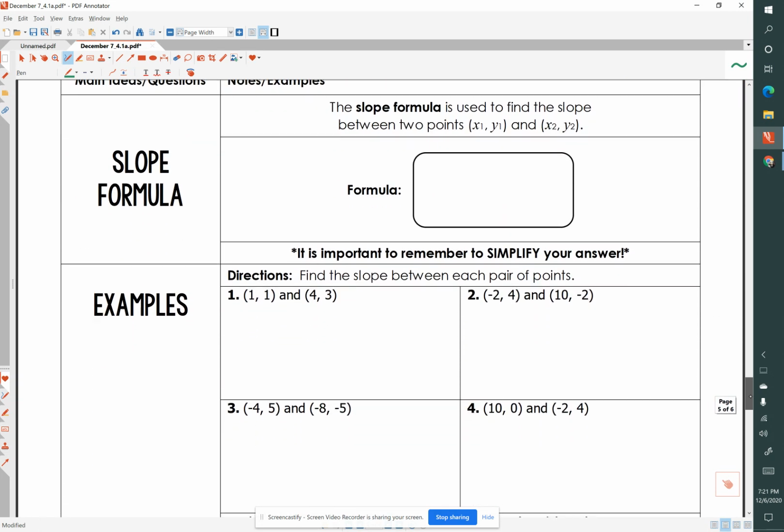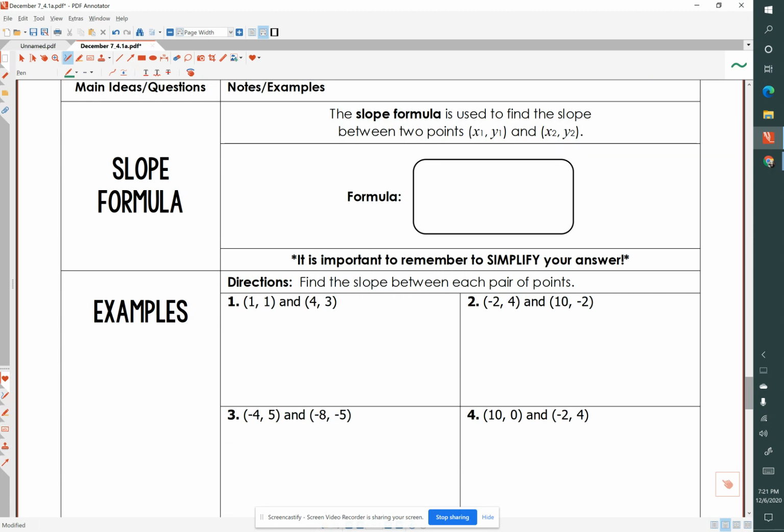So now let's move on to the slope formula. Now you know that all of these points can be labeled with ordered pairs. We use the slope formula to find the slope between 2 points. And we call the 2 points x1, y1 and x2, y2. So we say the slope equals y2 minus y1 over x2 minus x1. We always remember to simplify our answer, super important.